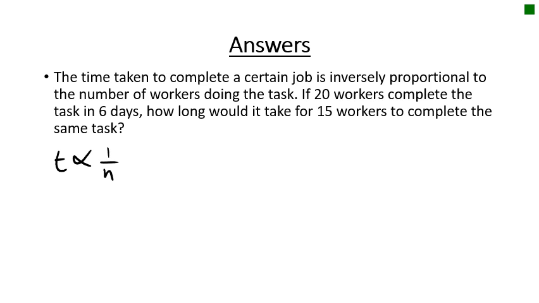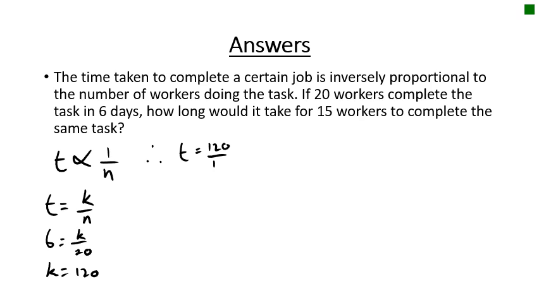Now, I'm going to use the formula method. So t must equal k over n. If the time is 6 days and k over 20, then k must equal 120. How long would it take for 15 workers to complete the same task? So t must equal 120 over 15. Now 120 over 15, time must be 8 days.